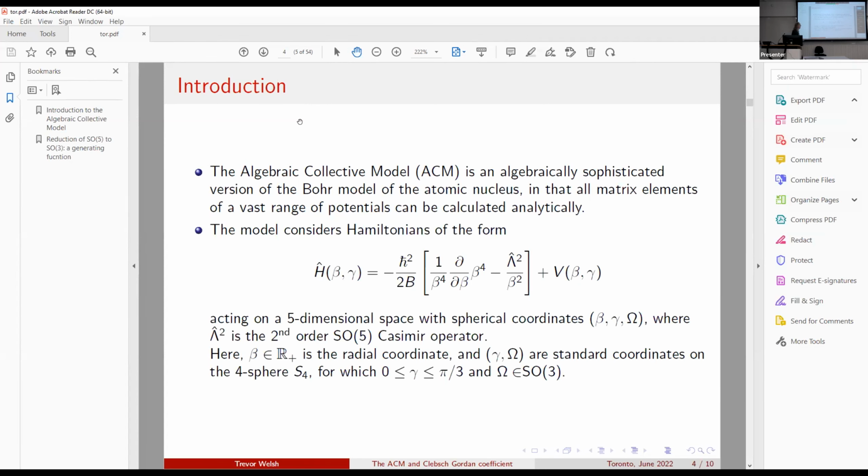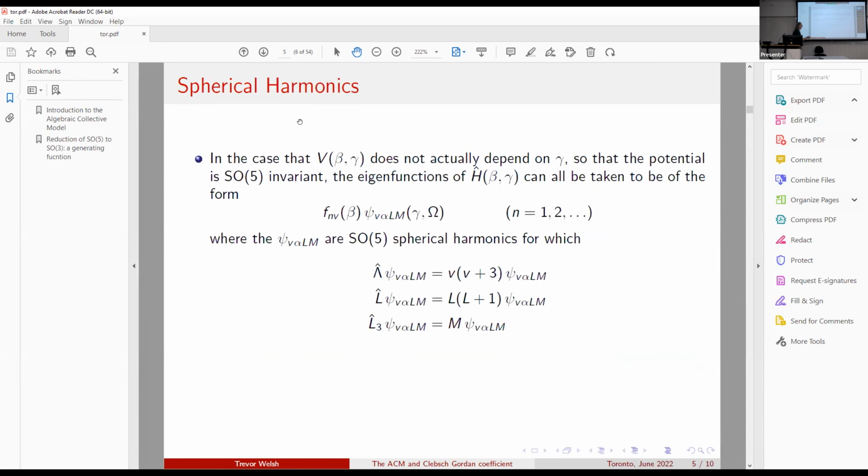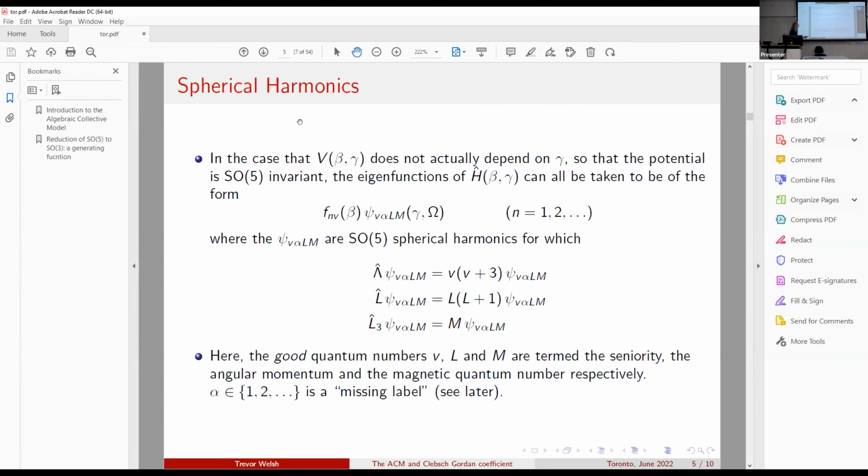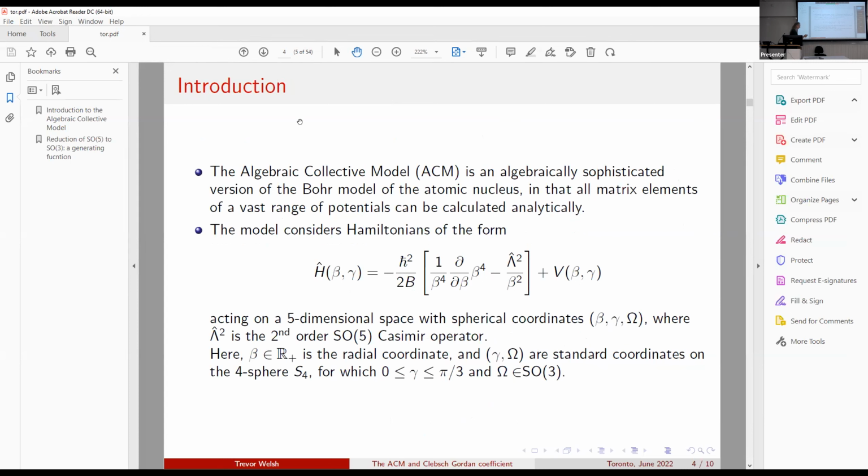So we've got the Hamiltonian of relevance here. It's the standard looking Hamiltonian, and this is of course the Laplacian, and I've rewritten it here in terms of 5D spherical coordinates, and beta is a radial coordinate. And gamma is part of the spherical coordinates.